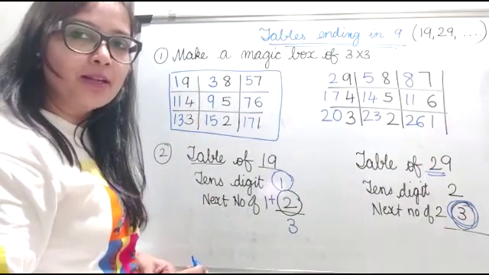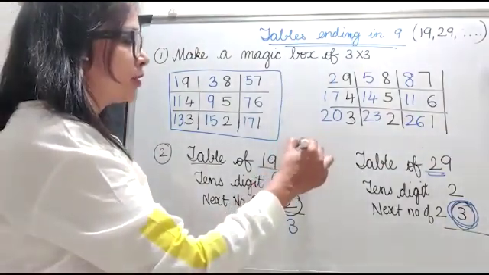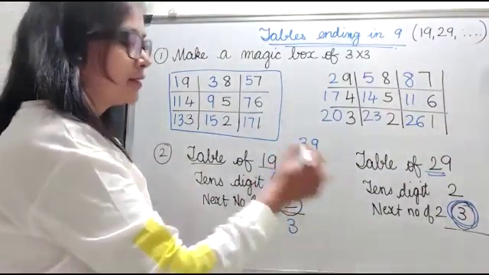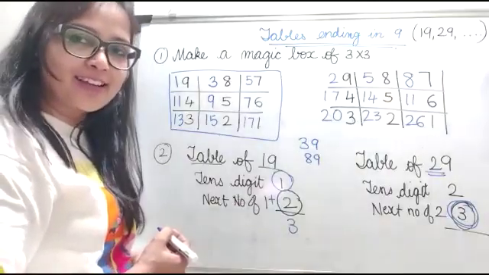Isn't it very simple? Try the tables of 39 and 89. Try out and check if you get the answers.